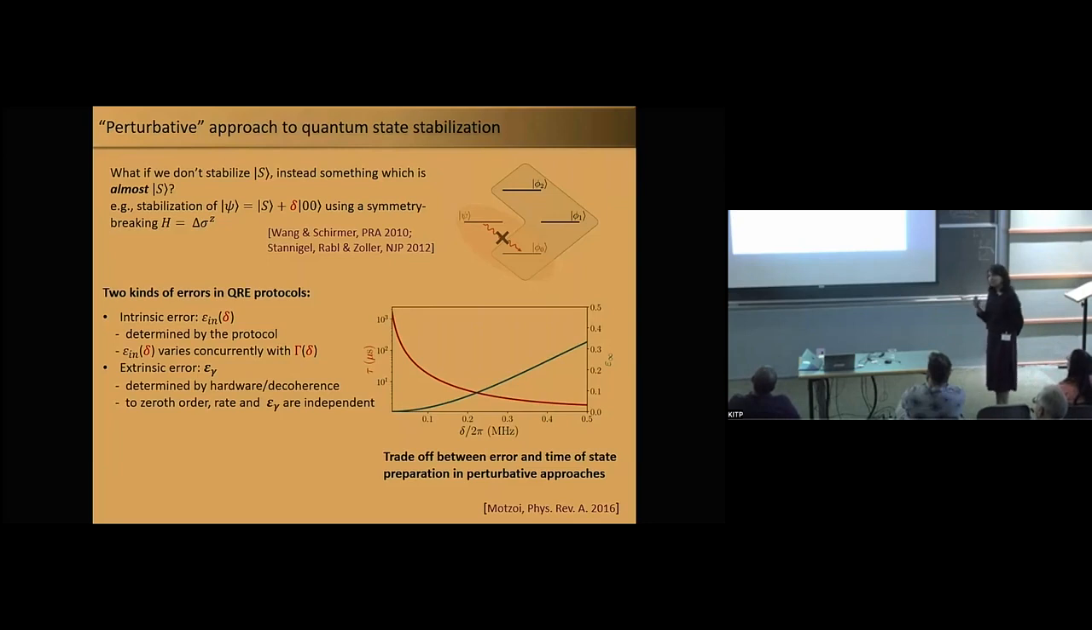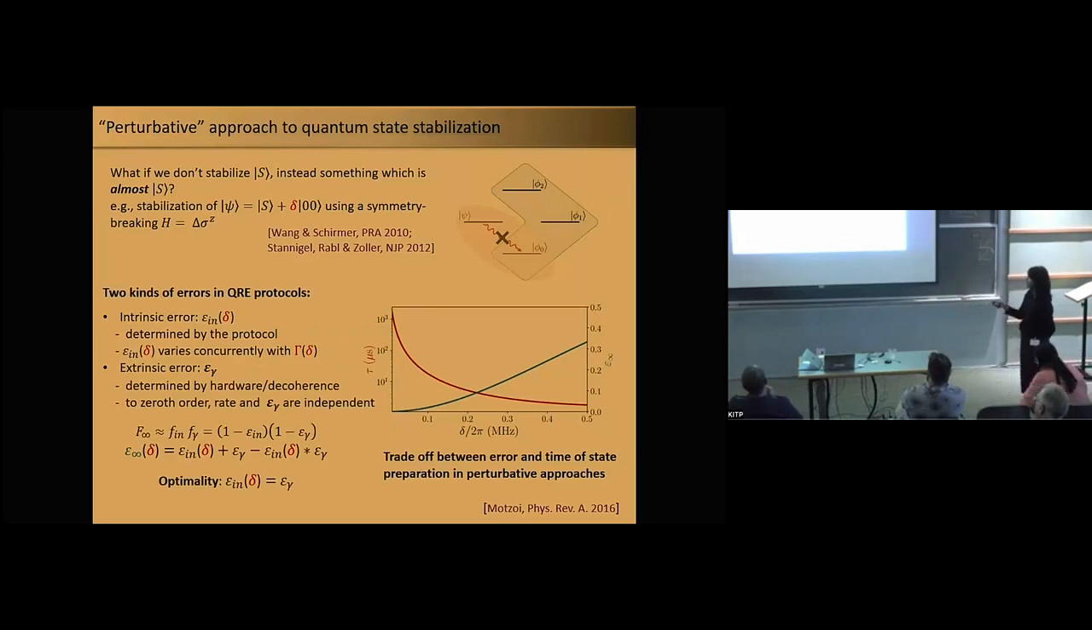So which essentially means it's anti-correlated with the time it takes, which is the inverse of this gamma. And then there's always an extrinsic error, which is the whole point of having the reservoir engineering in the first place, which is determined by your hardware or the decoherence. And to 0th order, there's an extrinsic error, which is just the hardware-dependent error, kind of independent of your protocol. And if you just take a very simple model of your total fidelity, which you just multiply the fidelities, the intrinsic times the extrinsic fidelity, you actually see that your total error is not just the sum of these two errors.